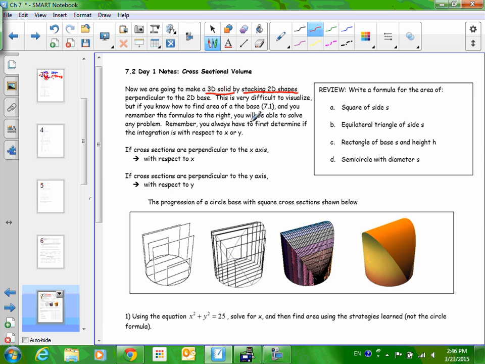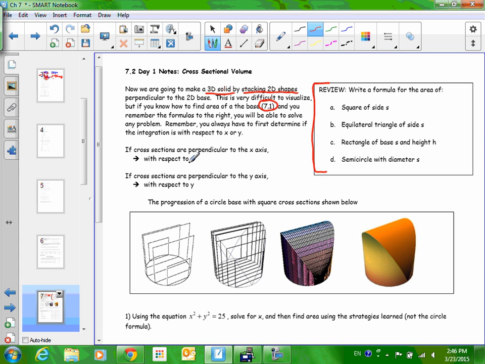So they're going to be coming out from the paper, kind of like on the z-axis. The z-axis is like depth, okay? This is very difficult to visualize because every problem is going to make a different picture. But if you know 7.1 really well and you remember these formulas, this really isn't that hard to do. Even if you can't visualize a problem, you're going to be able to solve it.